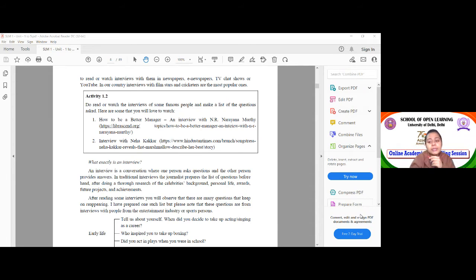Now they have given you some examples of what are the questions that you can ask. So I think before we do this, it is important to look at the format of an interview.